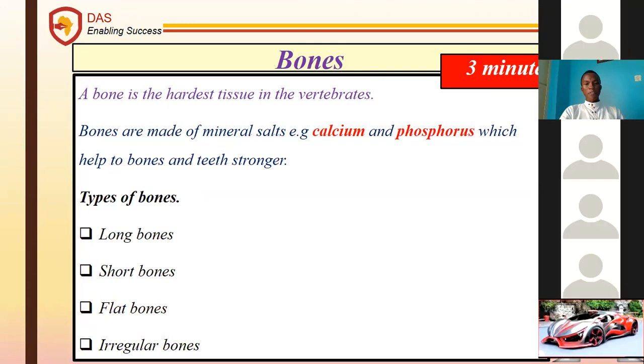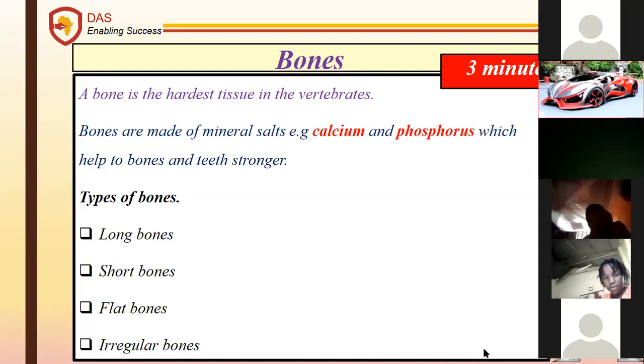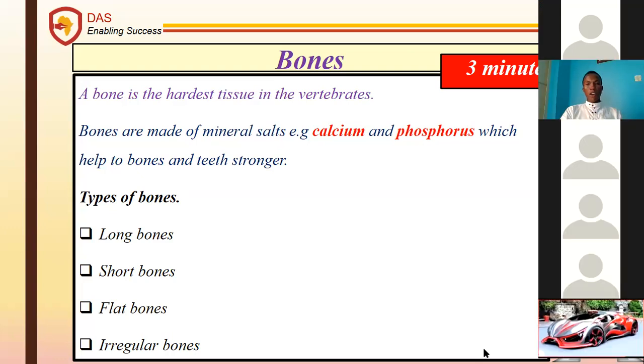Types of bones are named after their shape. If the shape is long, we call them what? Long bones. If they are flat or irregular, we call them flat bones or irregular bones. And lastly, short bones. So we name them mostly depending on their shapes. Are we together, everyone? I hope that one is very clear.